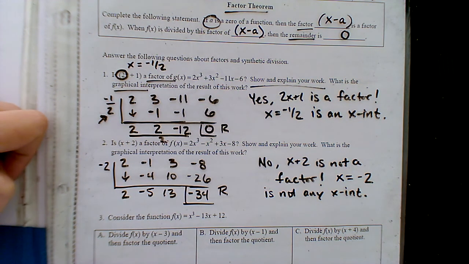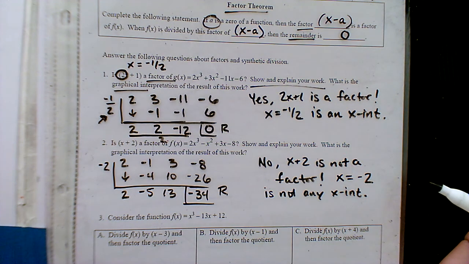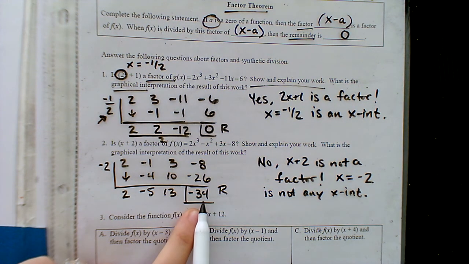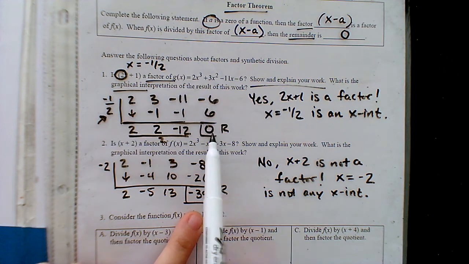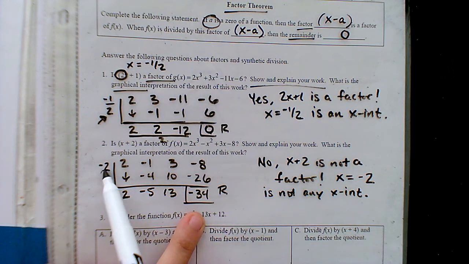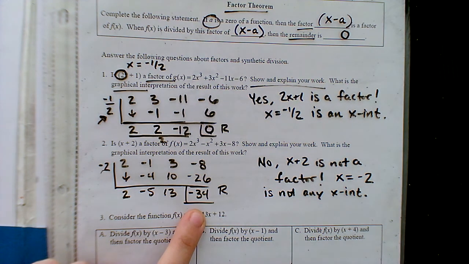Do we know where the graph is located at -2? Think about the remainder theorem from yesterday. Yeah. Minus 34. Okay, this remainder is a function value. It's a location on the graph. So the graph for the first question at -1/2 is located at 0, meaning on the x-axis. For this graph at -2, it's located at -34. So we know we're not on the x-axis, but we actually know where we are located.